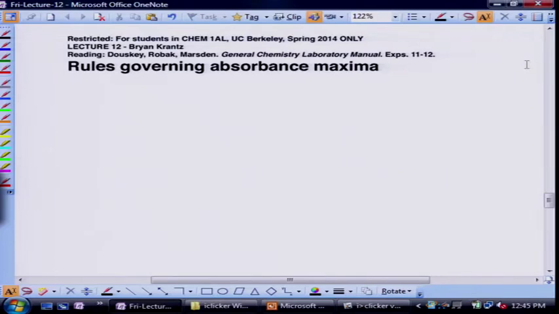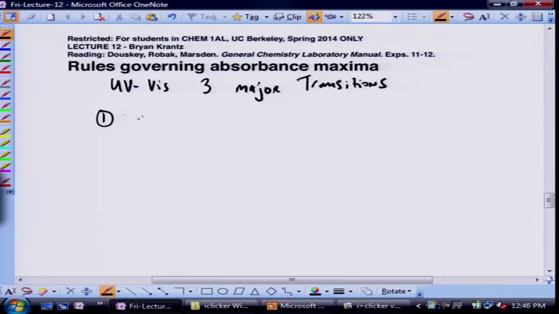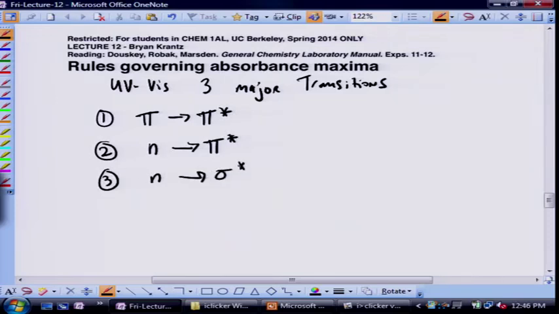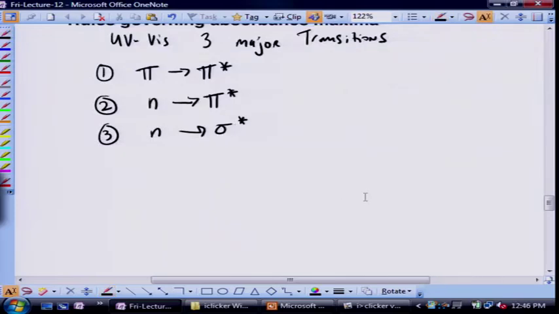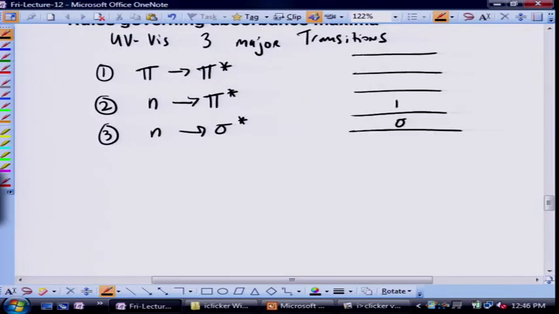All right. So what are the rules? Well, if you're in the UV visible region, then there are three major transitions to worry about. There's pi to pi star, there's non-bonding to pi star, and then there's non-bonding to sigma star, which I'm not going to really talk about today. But these are all appropriate transitions to think about. So 1, 2, 3.